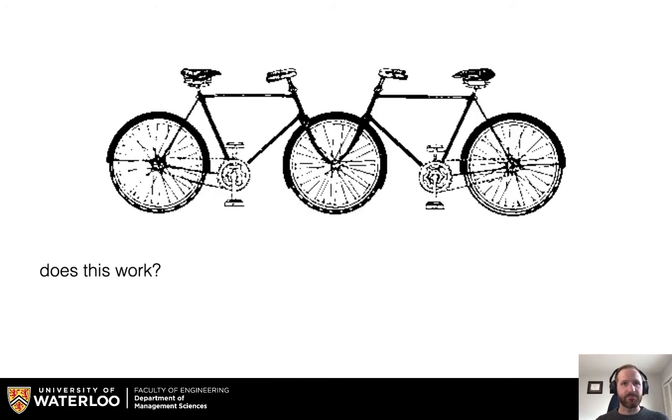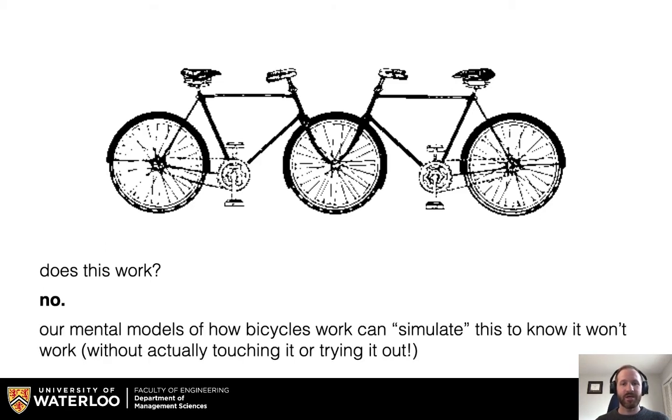So, for example, does this work? No, it doesn't. You couldn't ride these bicycles, right? Our mental models of how bicycles work can simulate how this works, even without touching it or trying it out. Just looking at this image, you can imagine, okay, I know if I pedal on one of these bicycles, it goes forward, but if they're both there, they'll be pushing against each other, and so you couldn't ride this as a tandem bicycle.